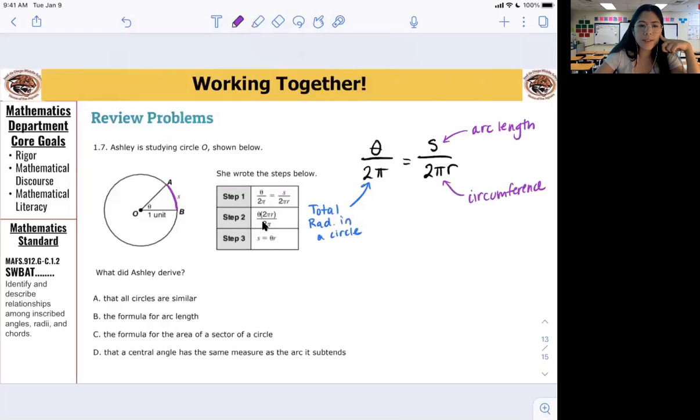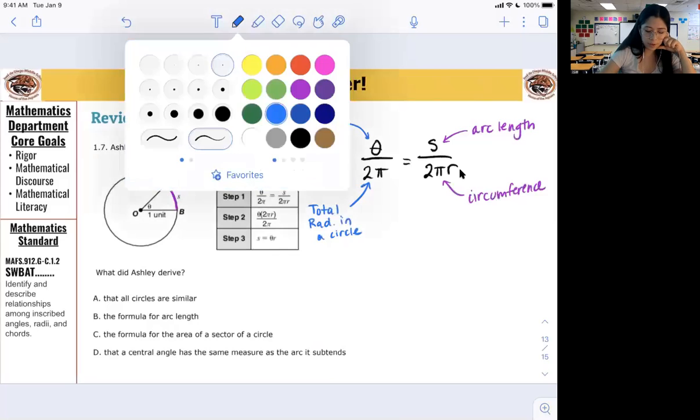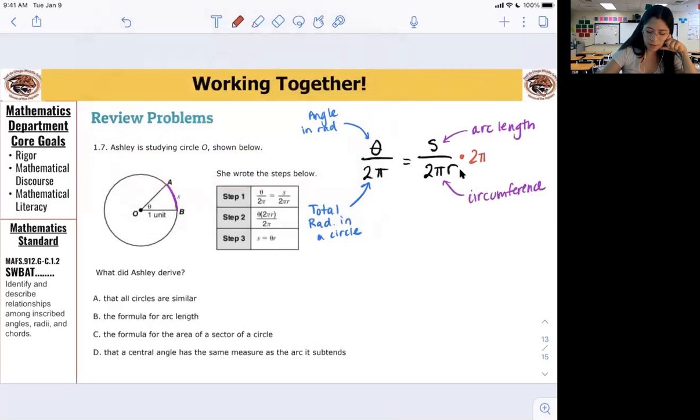Now, what did she do in this next step? She seems to have multiplied times 2 pi r. Why is she multiplying times 2 pi r? Oh, to get the s by itself. To get s by itself, exactly. And when you do that, what happens on the right side? They cancel completely. And what happens on the left side? Let me write this on the next line.